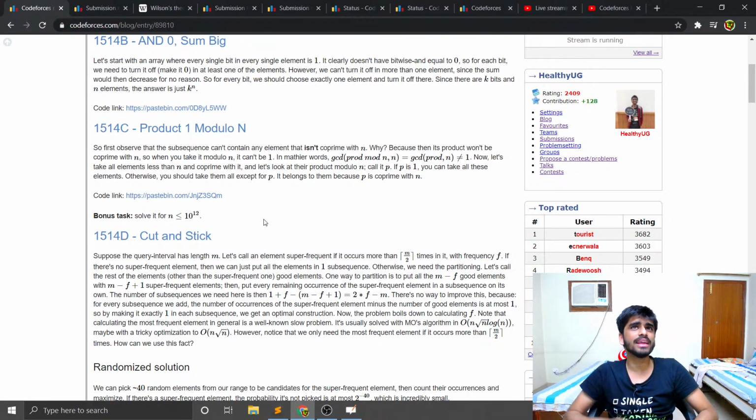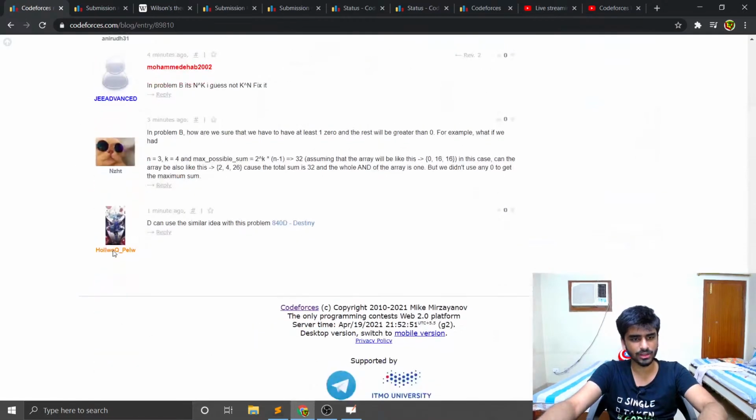And I think maybe we can do it without actually finding the product. But I'm not sure about it, or maybe it is something like we take n factorial and then divide it by all of the non-coprime elements, I guess. Not sure. Yeah, I can't think of this bonus task right now. Has anybody answered that in the comments?